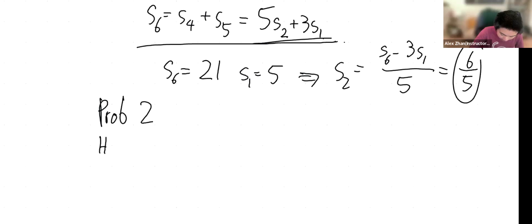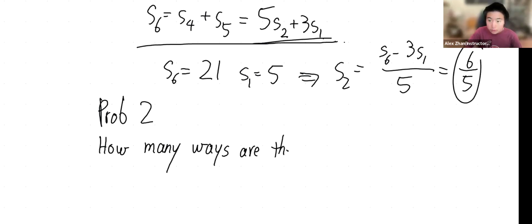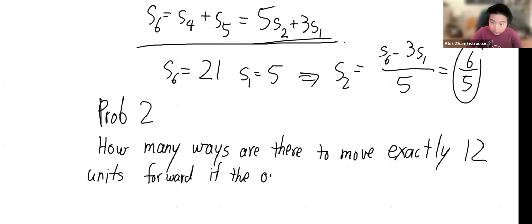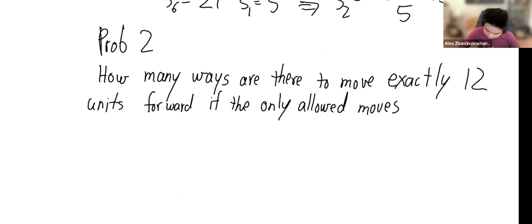The problem statement is as follows. How many ways are there to move exactly 12 units forward, if the only allowed steps are steps of length 1 and 2 forward?